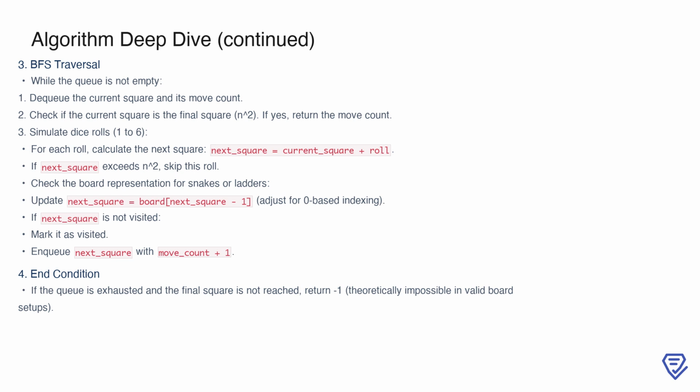This adjustment accounts for jumps caused by snakes and ladders. If the next square hasn't been visited yet, we mark it as visited, then enqueue the square along with the increment move count. This ensures that we continue exploring all possible paths while avoiding revisiting squares. If the queue is exhausted and we haven't reached the final square, which is highly unlikely with valid boards, we return -1 to indicate no solution.